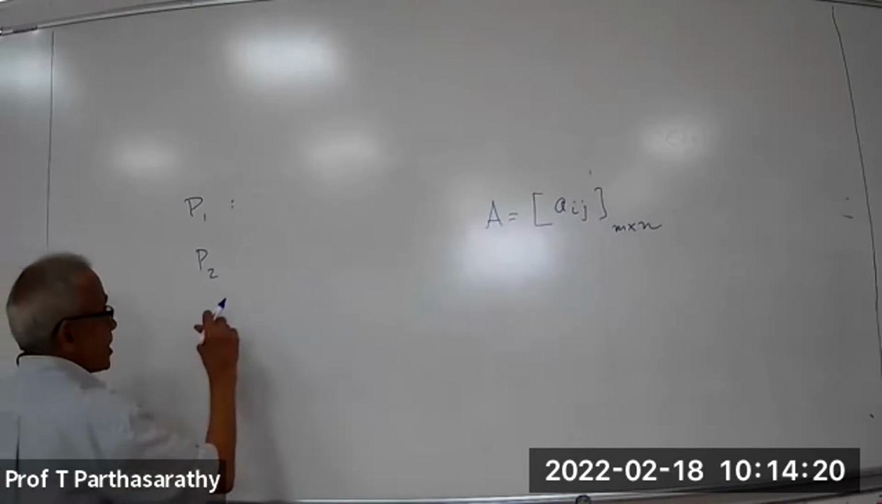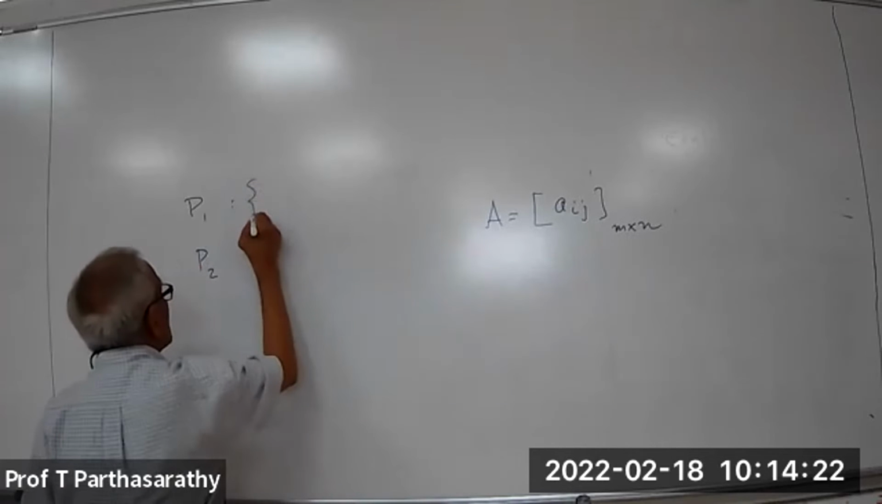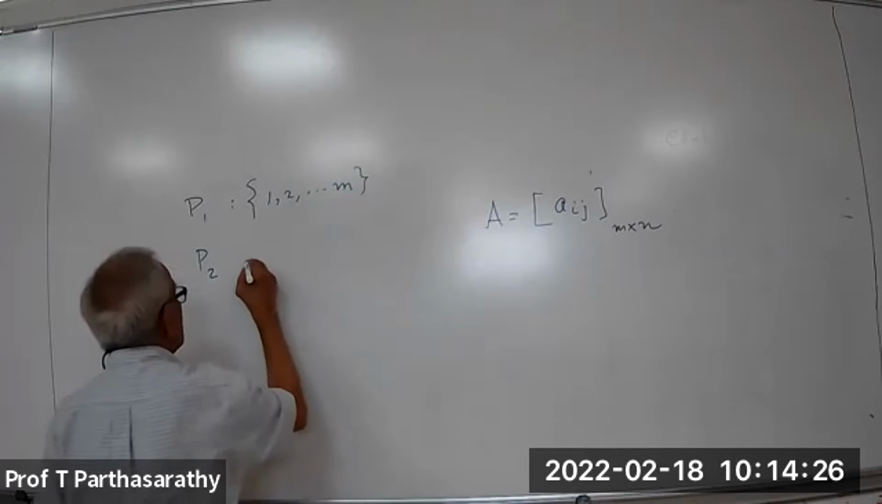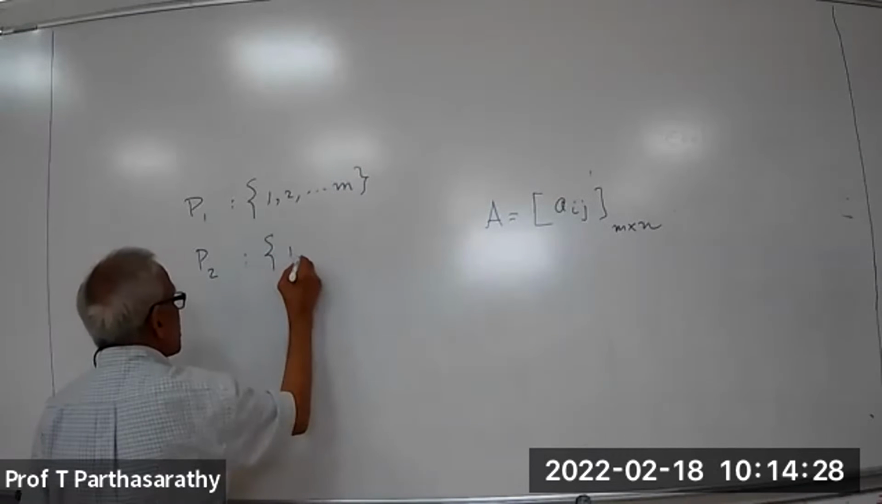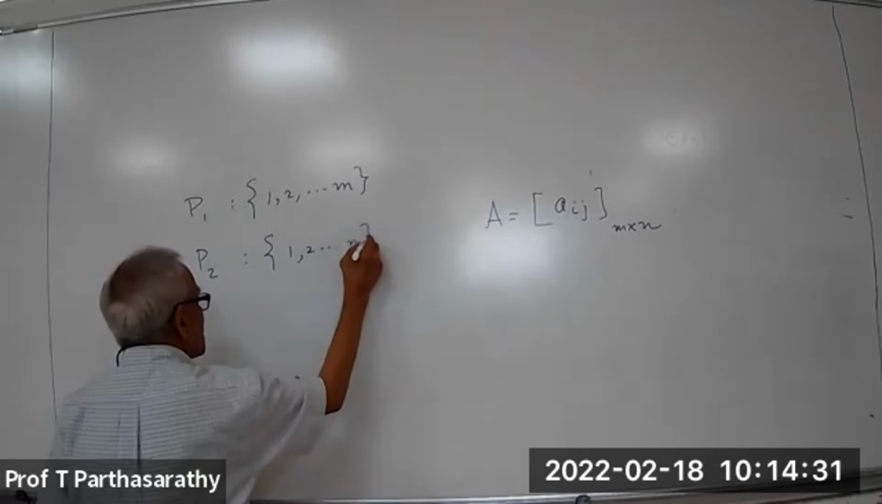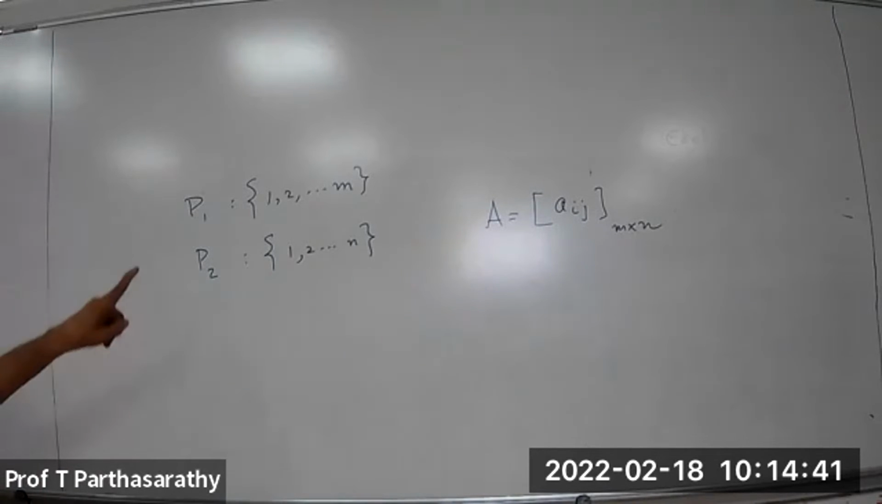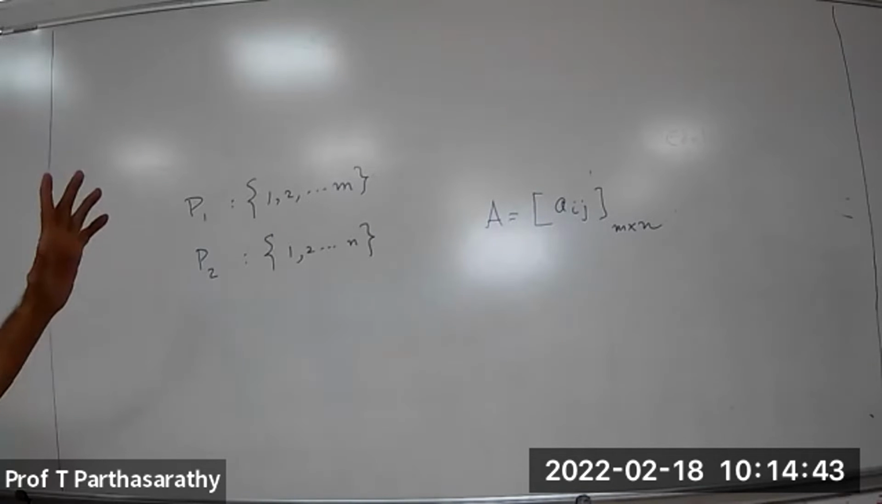So P1's strategy is to choose rows. So he has m choices. He can choose any one of the rows. And P2 chooses columns, 1, 2, etc. P1 and P2 choose i comma j, but independently. i is an element of 1 to m. j is an element from 1 to n.